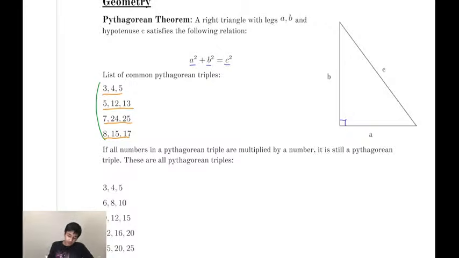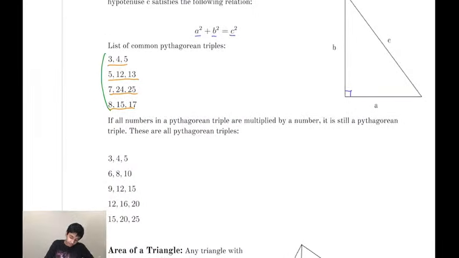So for the Pythagorean theorem, some other important facts are that 3, 4, 5; 6, 8, 10; 9, 12, 15, and so on. When you multiply by 2 here, it's another Pythagorean triple. When you multiply by 3, it's another Pythagorean triple. When you multiply by 4, it's another Pythagorean triple. And when you multiply by 5, and so on.